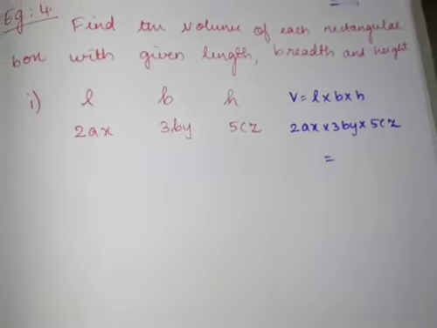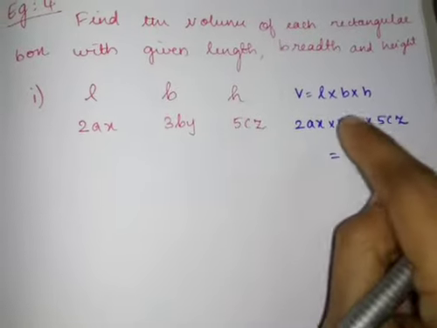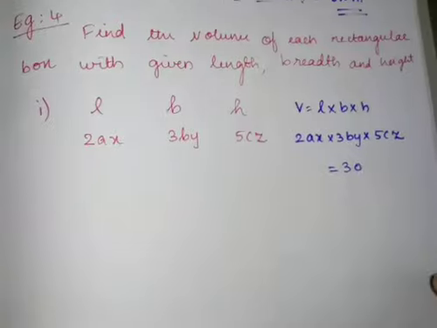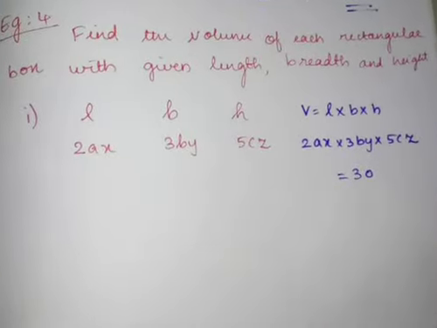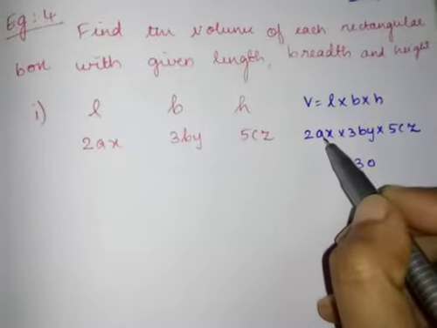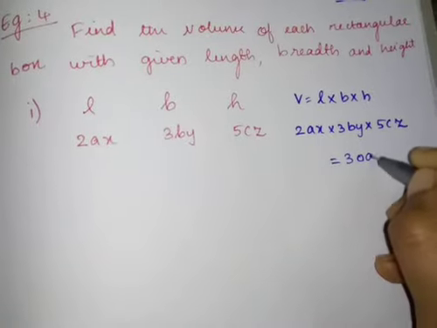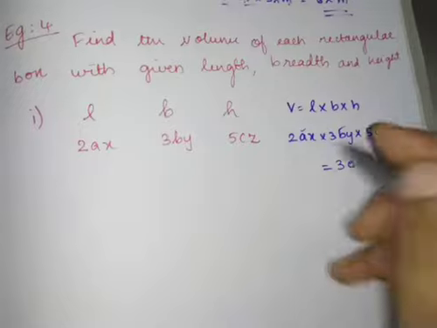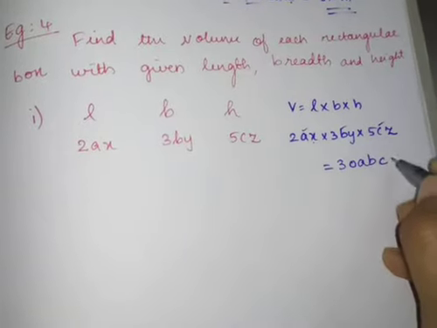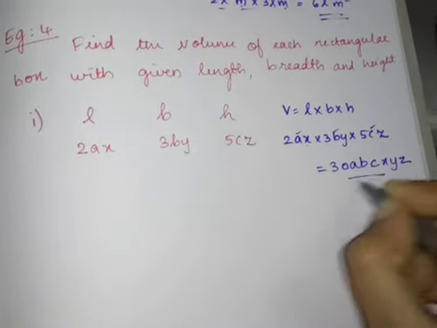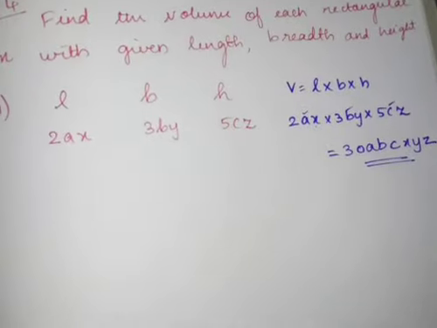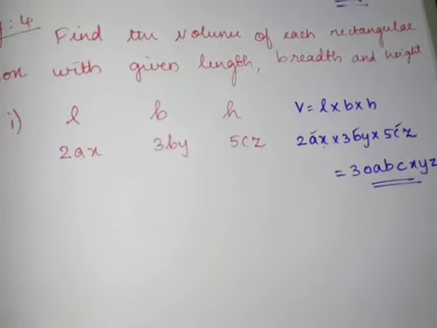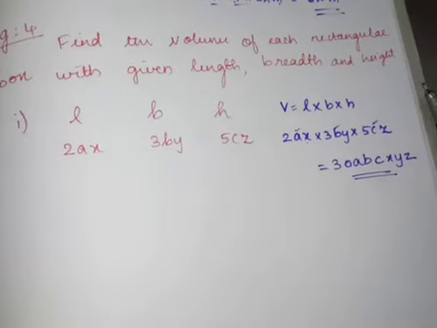Just multiply the constants first. 2 threes are 6, 6 fives are 30. Now this constant is done. How many a's are there? Only one a, b, c. A, B, C. That's all. Next, x, y, z. So what is the volume now? 30abcxyz is the volume of that particular rectangular box.